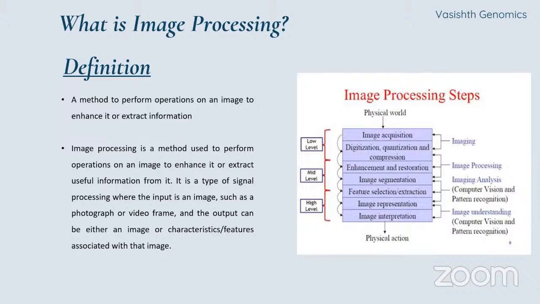So you have image acquisition in the picture you can see. Then digitization, or how you can make it digital for our world. Enhancement, then segmentation, where you break the image into small parts. Next is feature selection, how you can extract the features from each and every component. And then image representation and interpretation. So this is the classic step-by-step flow of how it is done.